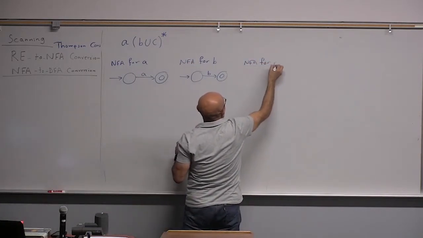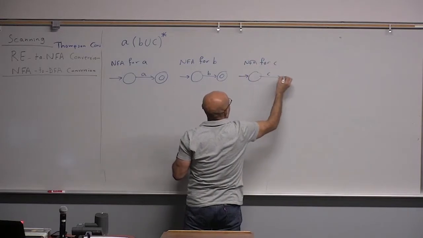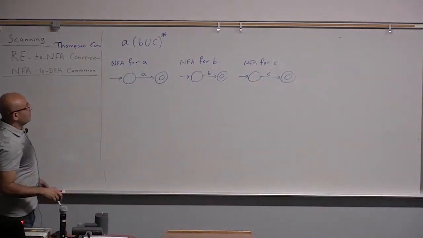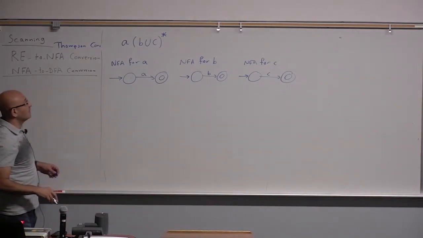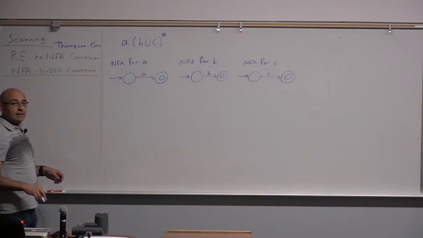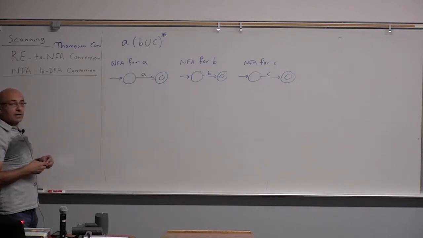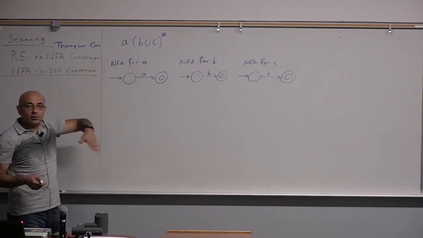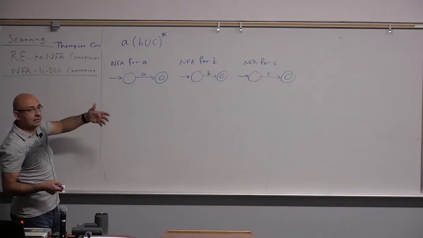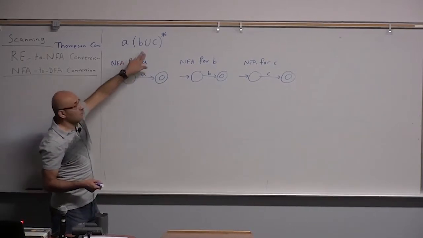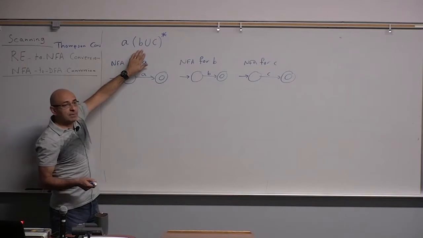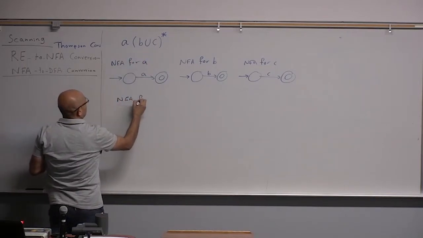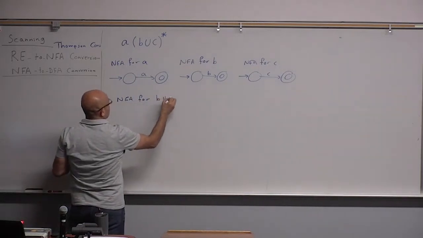NFA for C is C. Okay, so this looks trivial so far. Now what should be the next step? If you were evaluating this expression, what would you evaluate next? Inside the parentheses. Yeah, the union. So the next step is to construct an NFA for the union. So an NFA for B union C.